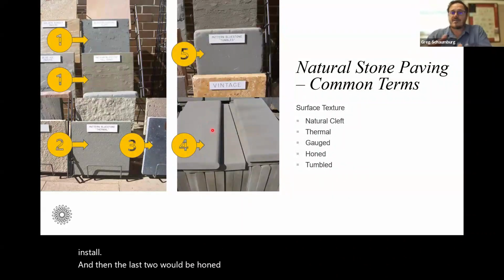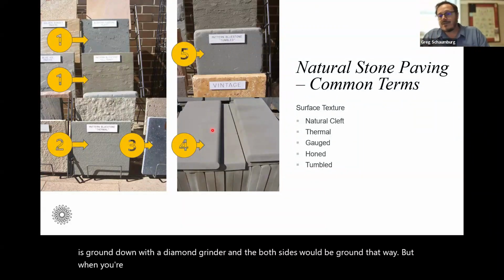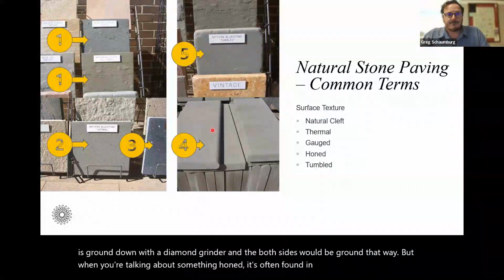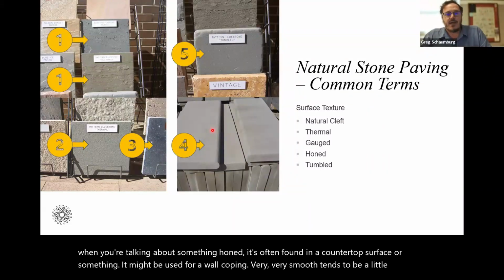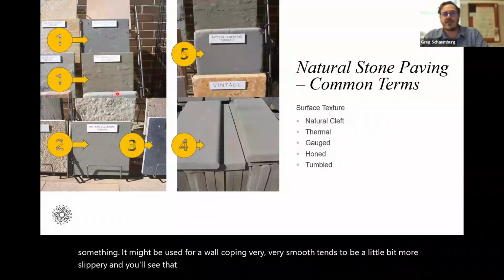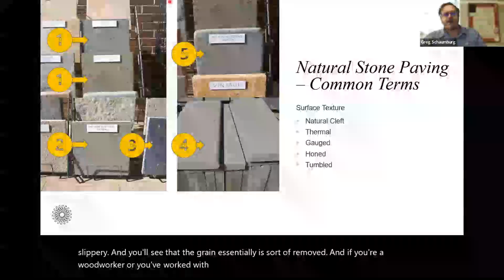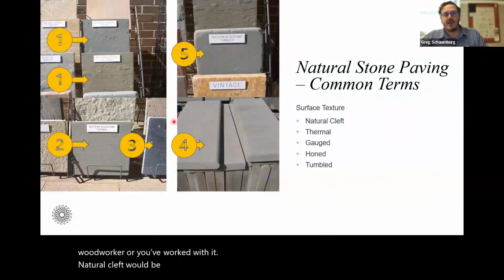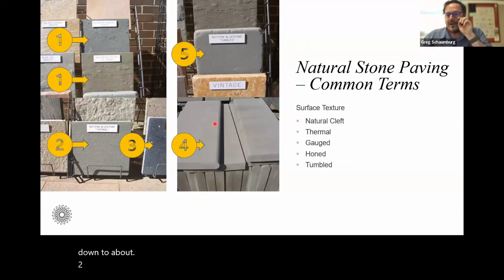And then the last 2 would be honed. Honed is often something where the top part is ground down with a diamond grinder, and both sides would be ground that way. When you're talking about something honed, it's often found in a countertop surface or something that might be used for a wall coping. Very, very smooth, tends to be a little bit more slippery, and you'll see that the grain is essentially removed. If you're a woodworker, natural cleft would be basically rough sawn, and this would be basically sanding something down to about 200 grit or 400 grit. It's a lot smoother surface.